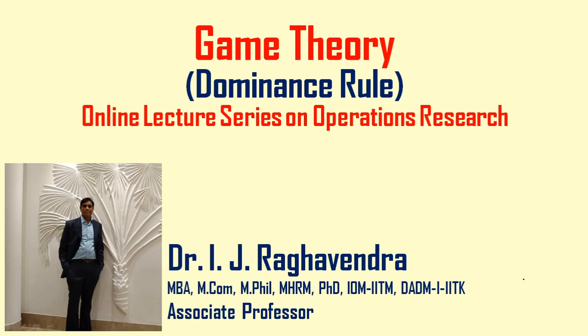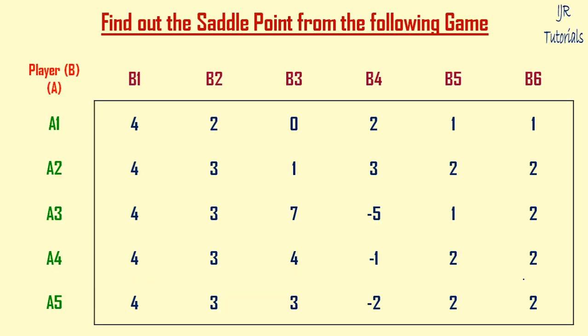Today we are going to discuss the dominance rule of game theory. Before entering into the topic, we may start with one problem. In this problem there are two players, A and B. A is following 5 strategies and B is following 6 strategies. Once we get this type of problem, first we try to identify the saddle point of this matrix.